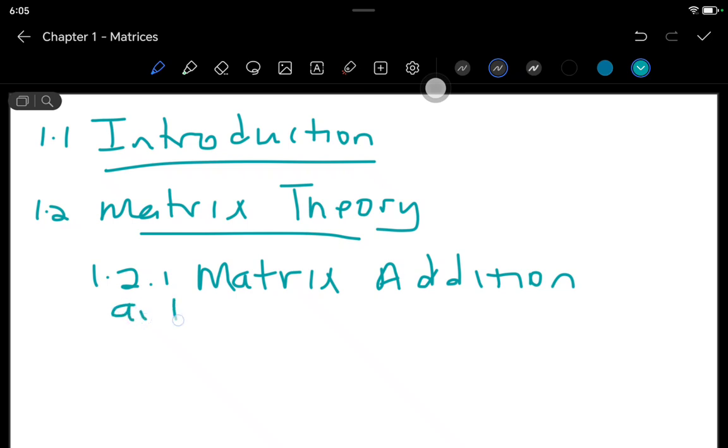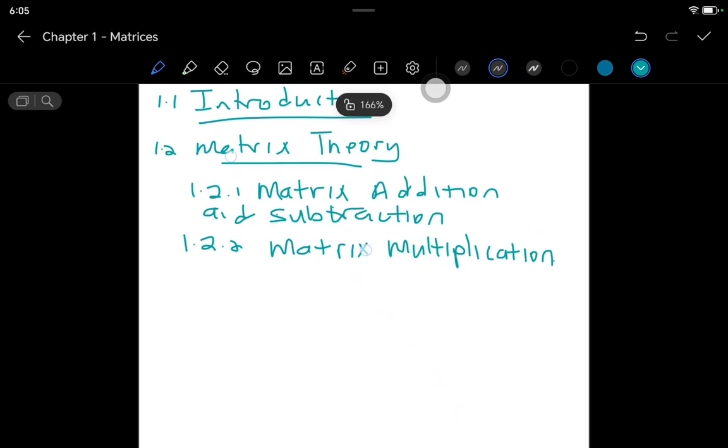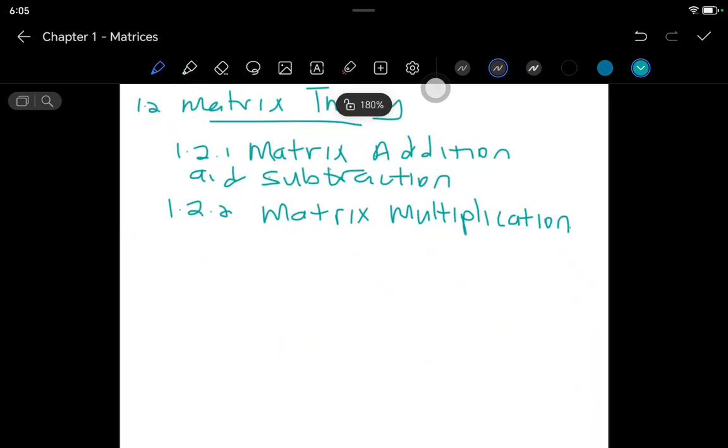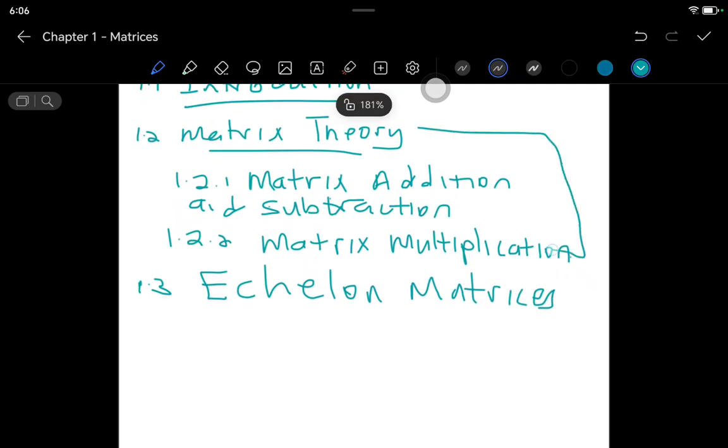and we'll look at the subtraction. And then we'll look at the matrix multiplication. So when we come to these, as we can see, the first ones are these, and then 1.3 we have the echelon matrices. So we're only gonna be looking at these for today.